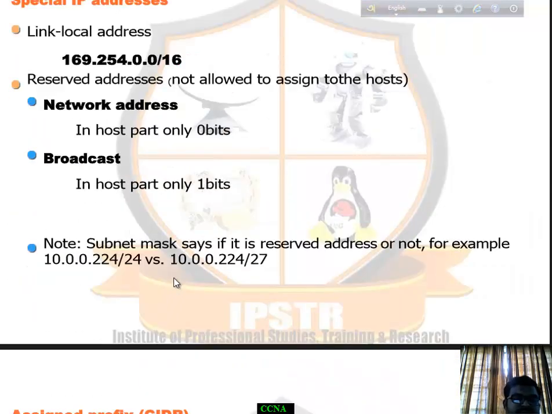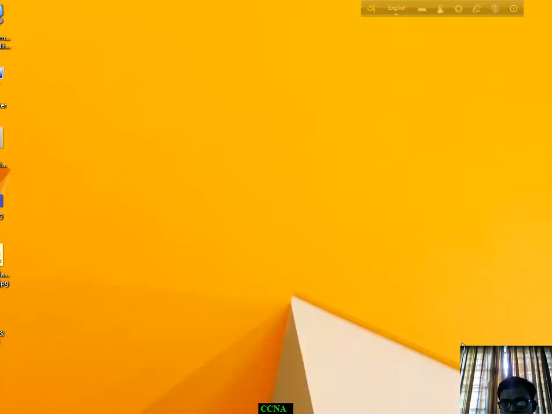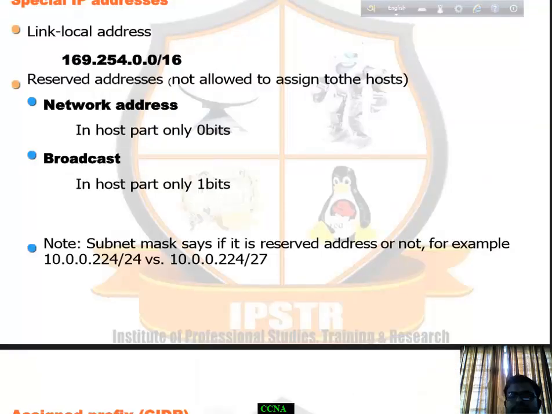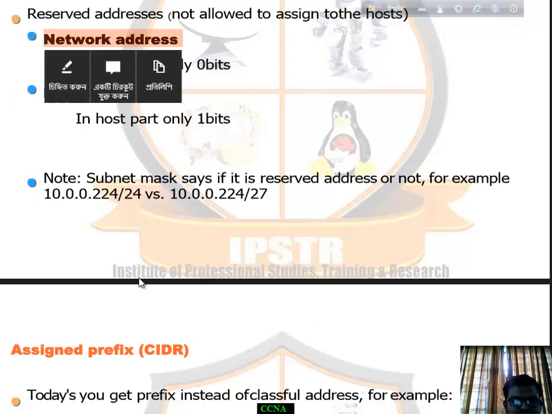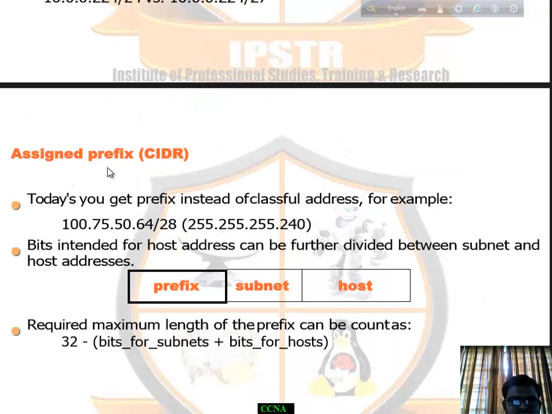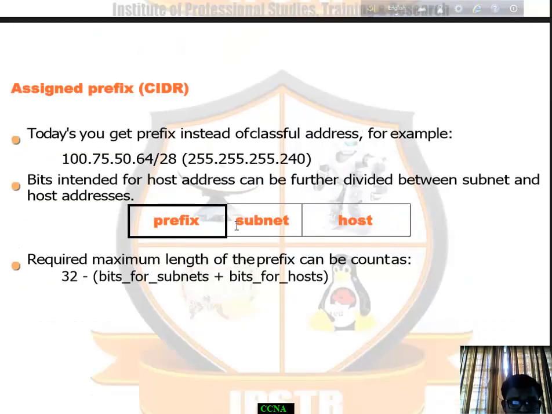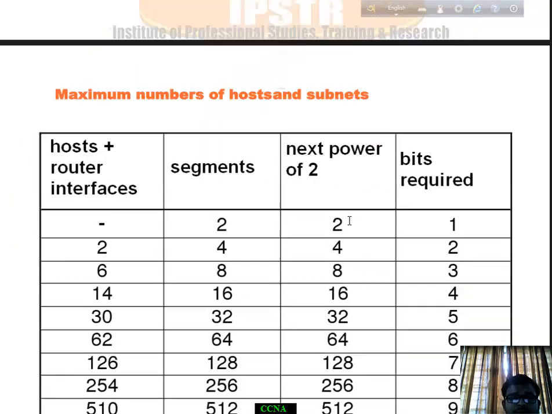Network address, basically this is the IP part. Network address, broadcast address, assign prefix, CIDR, classless interdomain routing, prefix, subnet, host. So the maximum number of hosts and subnets.